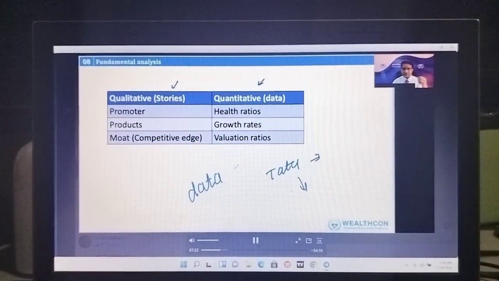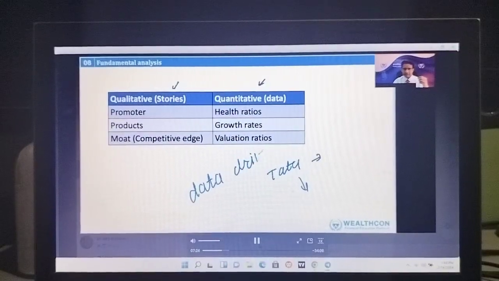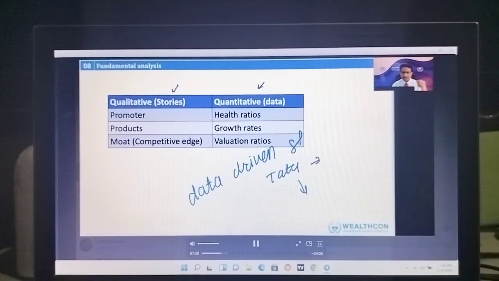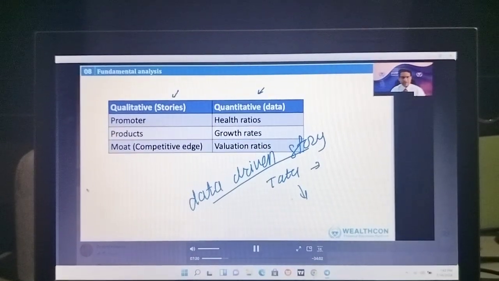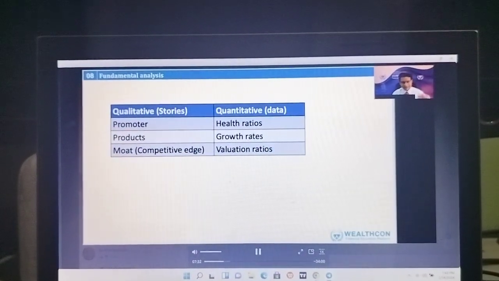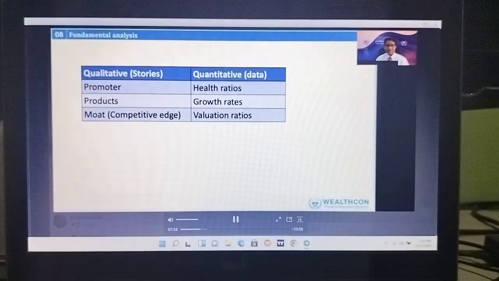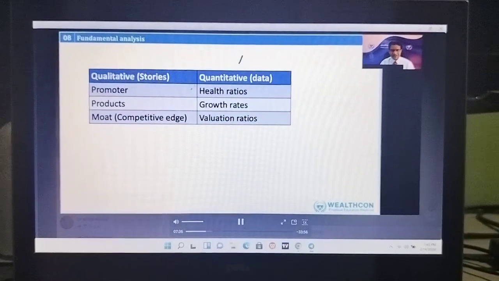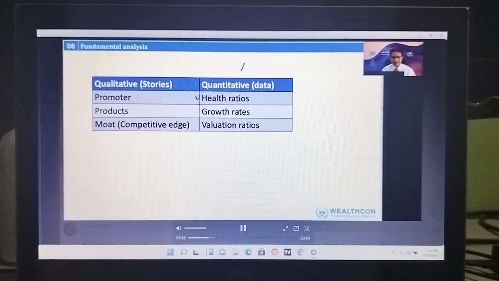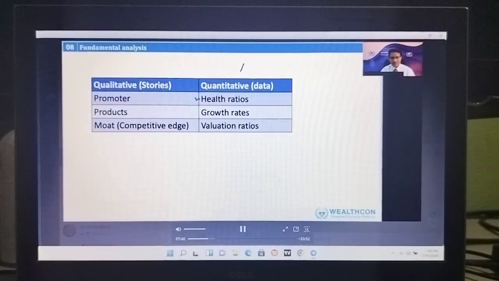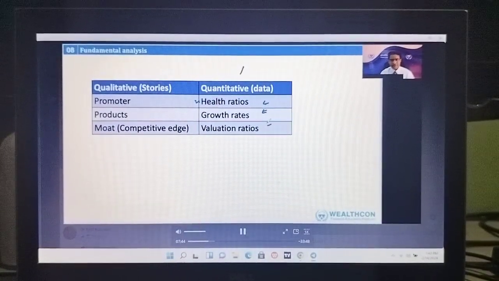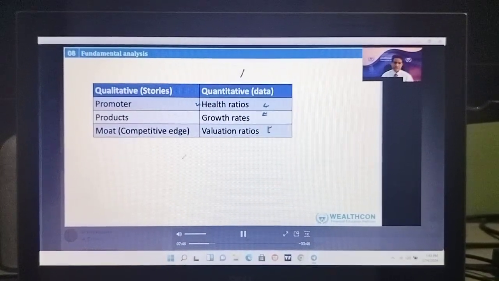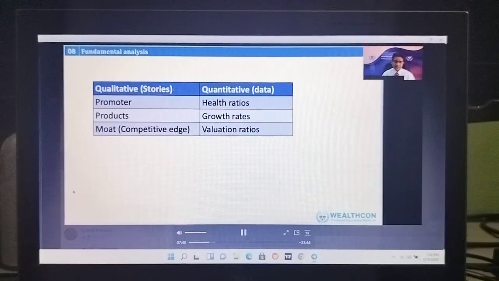So data-driven story. What is our aim? The data-driven story. Data should be good, story also good. About Asian Paints, you will start reading the story in the annual report itself. In the data, we try to find out the financial ratios. I have classified them into health ratios, growth ratios, and valuation ratios. How to do it, we'll discuss.